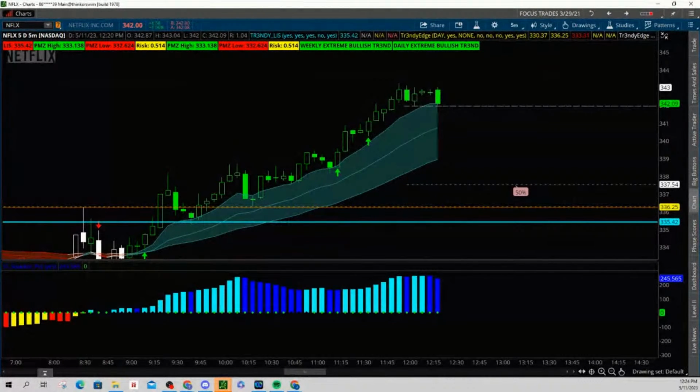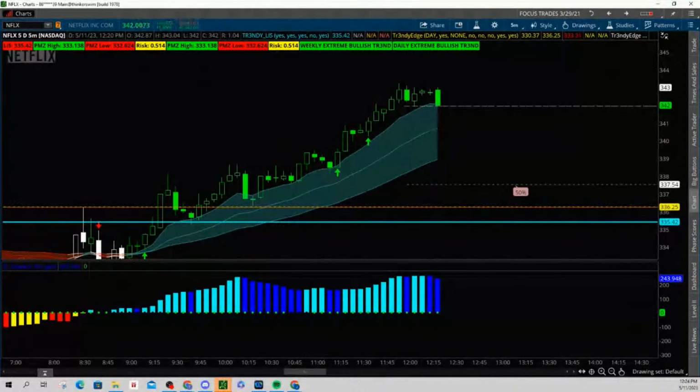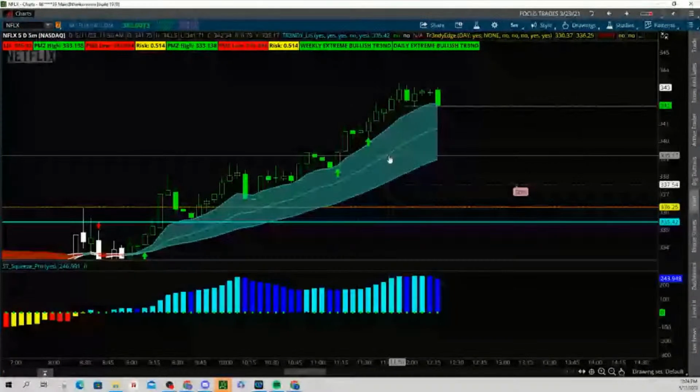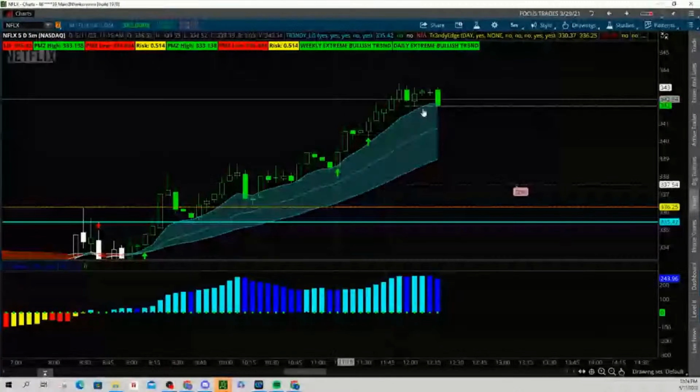If you told me right now that Netflix, where this cloud is support, broke all the way through, what do you think causes that? Well, buyers step out of the way, right? So the way that we use clouds is we use them in conjunction with our strategy of supply and demand. Notice how price is pulling back right now on Netflix.